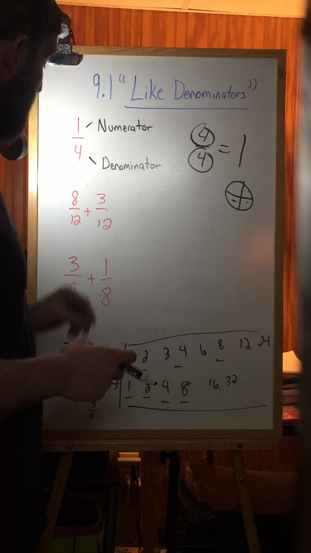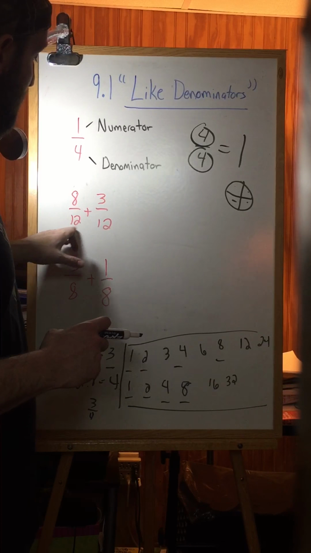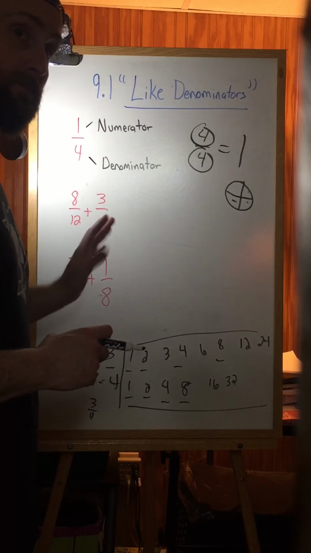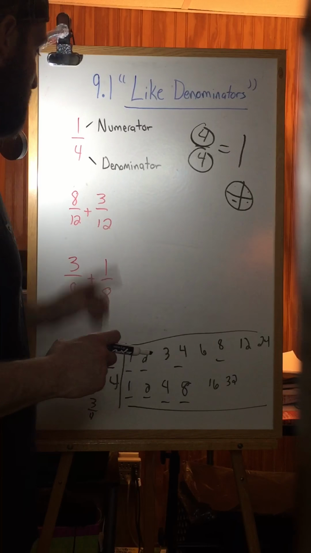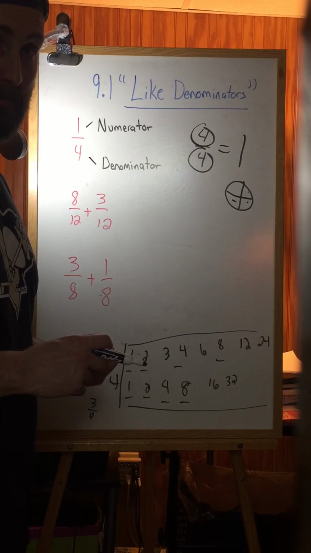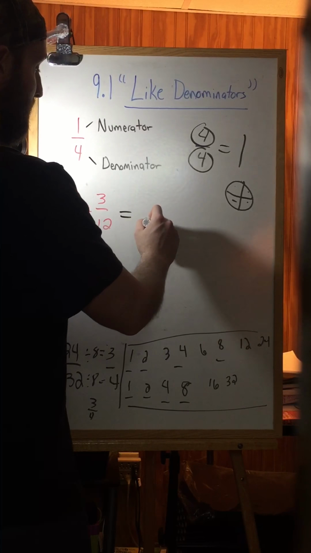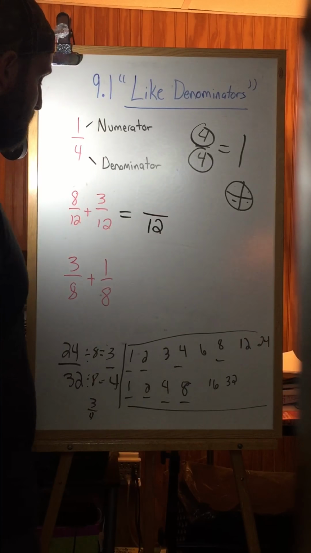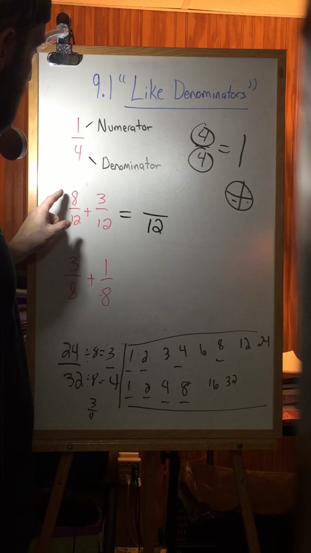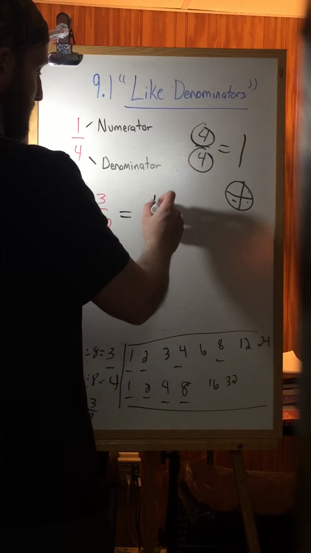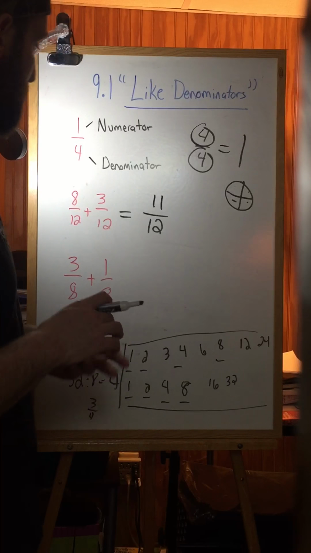But in this case, when we add or subtract fractions, if they both have the same denominator as the bottom number, in this case it is 12, all we've got to do is add them. Now, we do not add the bottom number. The denominator always will stay the same. So automatically, the denominator is 12. All we do is add the numerators, 8 plus 3. 8 plus 3 is 11.